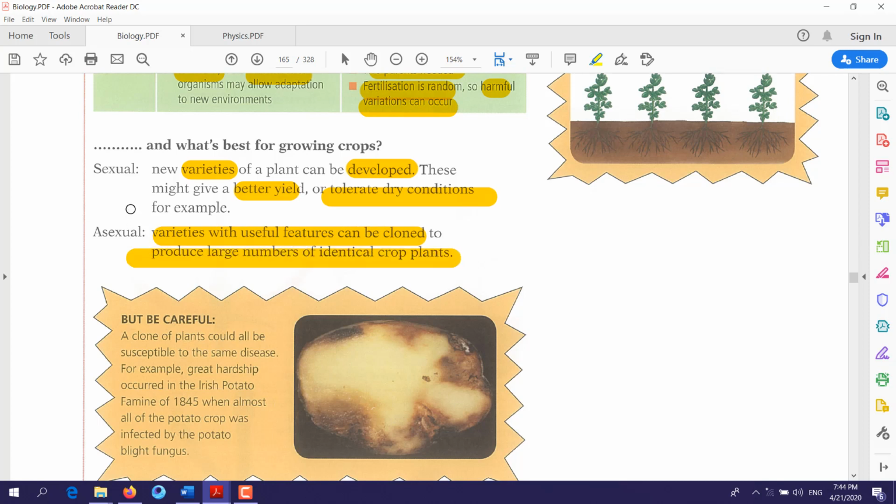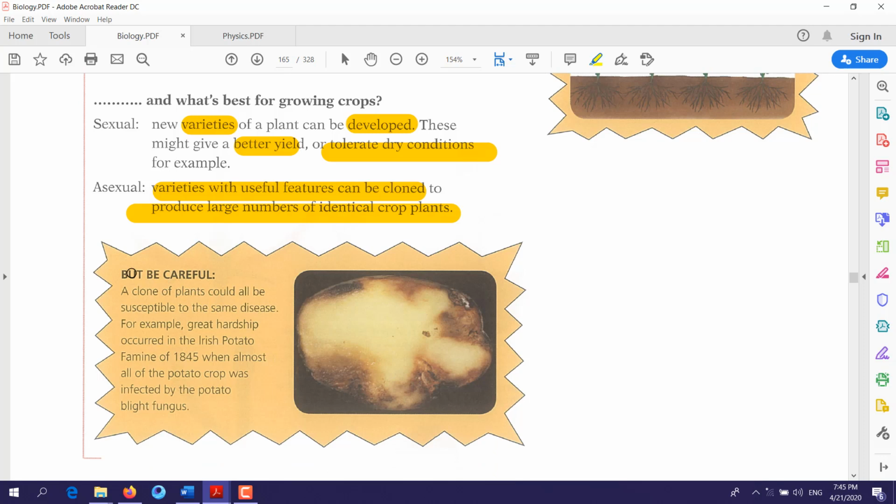Now, both of them are good. Both of the ways are good for a crop, but each one is good at a specific point. Here, it will cause variation, so the plants will be well adapted. It will be more able to tolerate dry conditions. But here in asexual, when you have a specific kind of plant, let's say, and you want to grow this plant so fast, you can use the asexual way. So you can produce large numbers of identical crops.